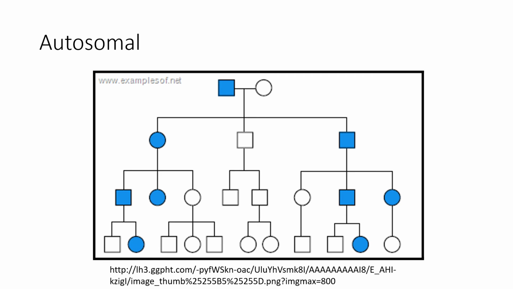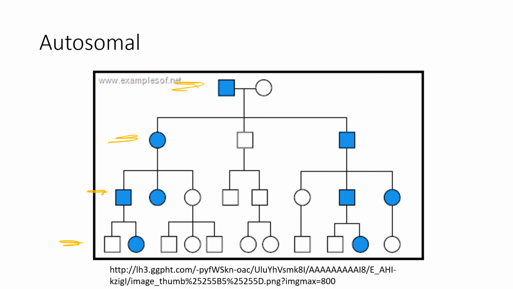So autosomal dominant, if you look, it appears in every single line. So let's say this is parents or grandparents, then it appears here. It appears in this generation and in this generation.